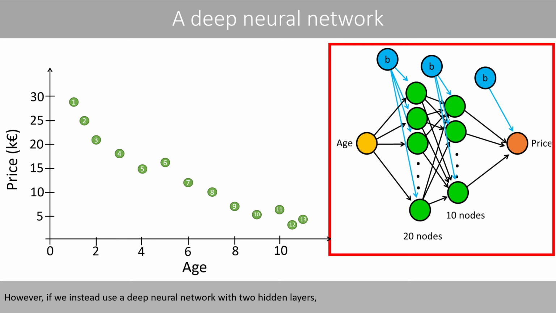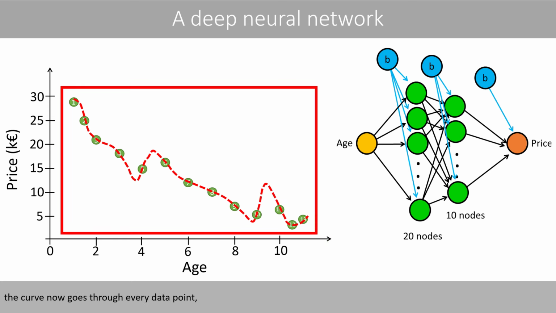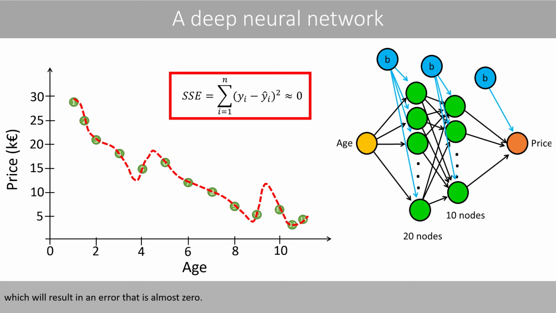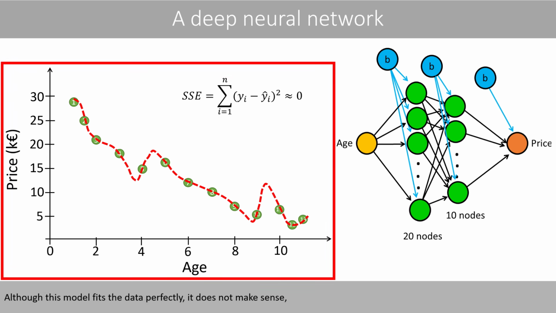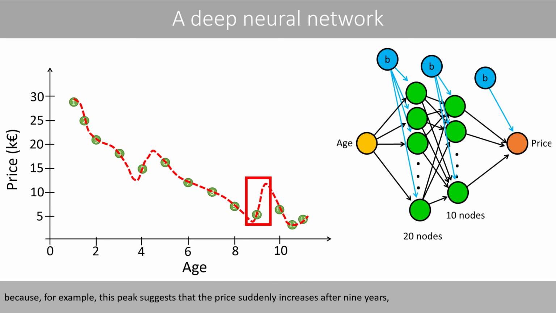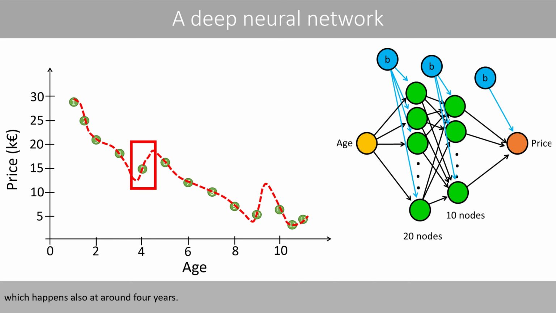However, if we instead use a deep neural network with 2 hidden layers, the curve now goes through every data point, which will result in an error that is almost 0. Although this model fits the data perfectly, it does not make sense. Because, for example, this peak suggests that the price suddenly increases after 9 years, which happens also around 4 years.